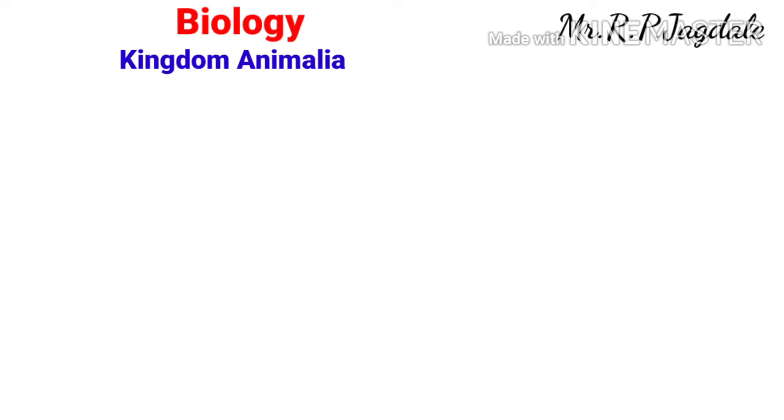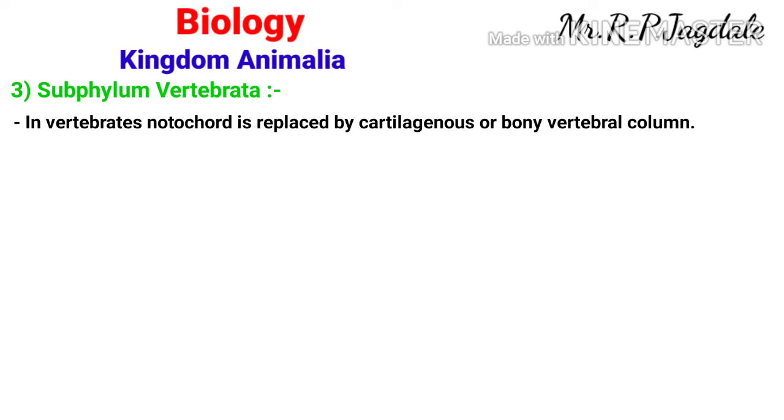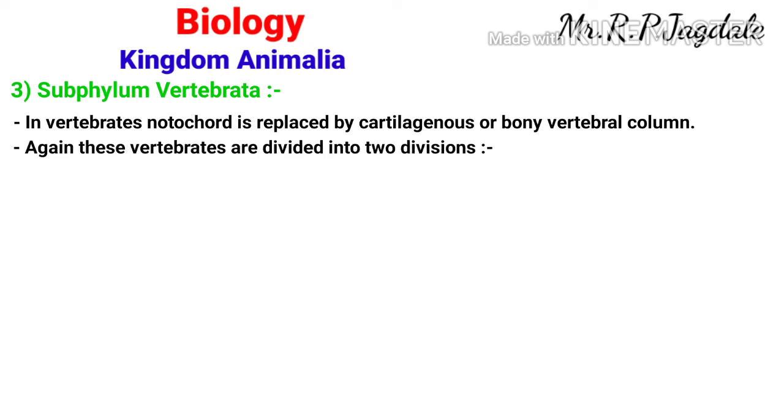Now coming to the third subphylum, called subphylum Vertebrata. This is a very special type of subphylum, and it is broad. It has a variety of animals. In the Vertebrata subphylum, the notochord is replaced by a cartilaginous or bony vertebral column. That is the special characteristic. Notochord is there at least in the embryonic condition, but during growth, that notochord is replaced by the cartilaginous or bony vertebral column in the vertebrates. The animals of subphylum Vertebrata are called vertebrates.